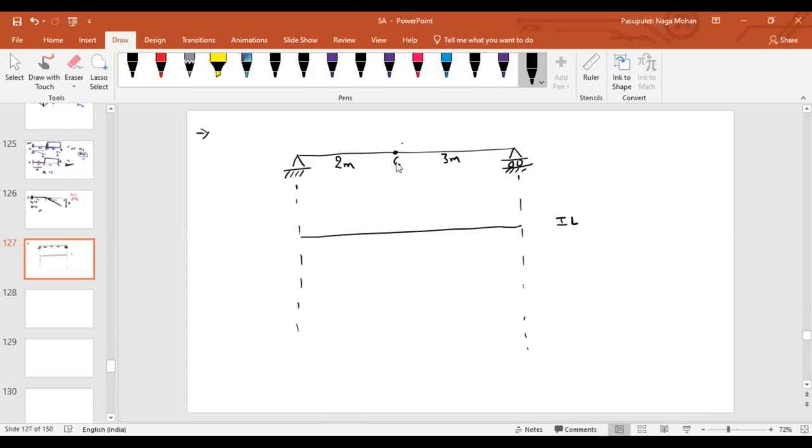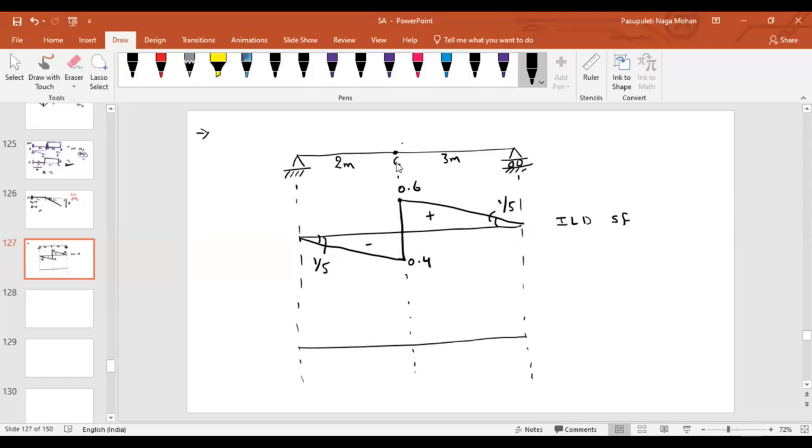So what is the ILD for shear force at that point C? As you guys remember, the right side will be a triangle and the left side will be a triangle. And what about the slope here? 1 divided by total length. Total length is 5, so the slope is 1 by 5. And then this ordinate will be 3 by 5, 0.6, and 0.4, positive shear force and negative shear force, right? I don't think you guys have doubt on this.